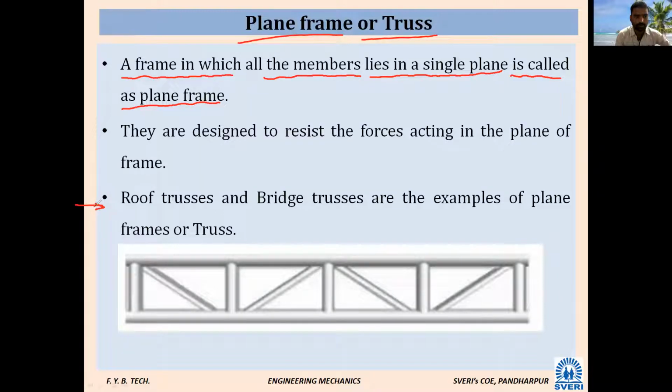Let's write on this point. Roof trusses and bridge trusses are examples of plane frames or trusses.